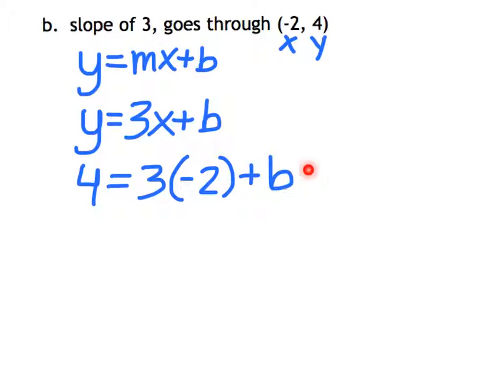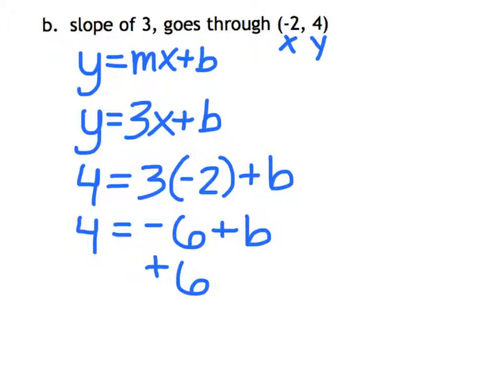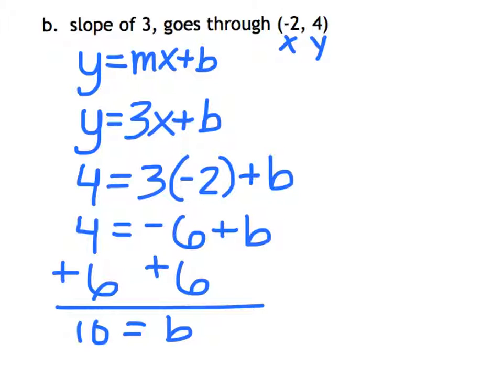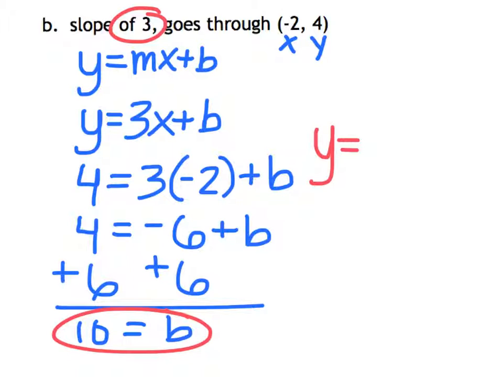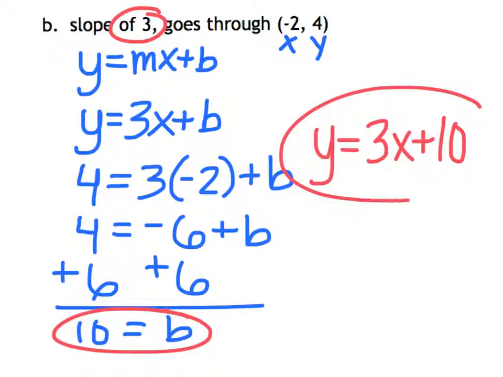And now all that's left is to solve for b. I'll multiply 3 times -2, which is -6. And to solve for b, I would add 6 on both sides of the equation. And then we know that b is equal to 10. So now that we have our slope and our y-intercept, we can write an equation in slope-intercept form: y = 3x + 10.